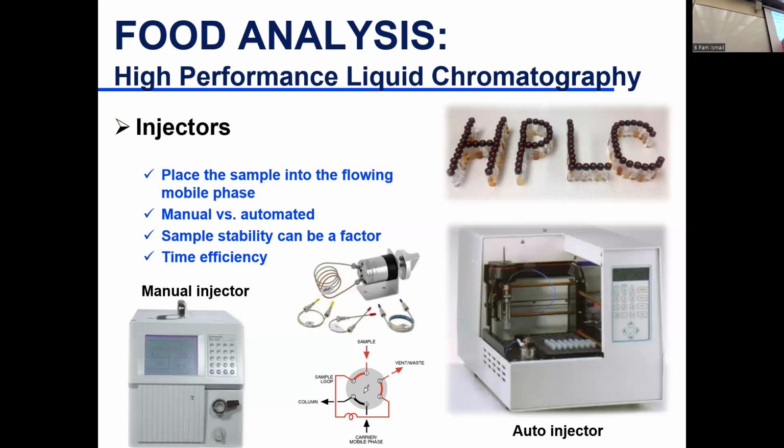So we do have different sample loop sizes. They can be as small as 20 microliters, and they can be as big as 200 microliters, allowing for variation of volumes to be injected on the column, depending on the capacity of your stationary phase. Okay, so remember capacity, we talked about it last time. Depending on how big your column is, how much stationary phase you have, the capacity indicates how much volume or concentration of sample you can inject on your column.